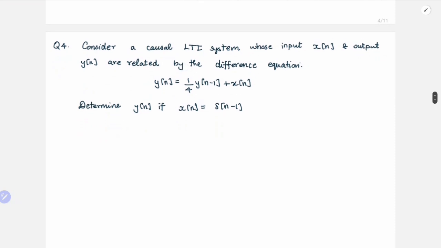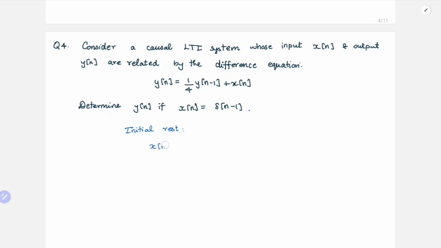So coming to the fourth question. Consider a causal LTI system whose input x of n and output y of n are related by the difference equation y of n is equal to 1 by 4 y of n minus 1 plus x of n. Determine y of n if x of n is equal to delta of n minus 1. They haven't given anything about the initial condition, so we can assume initial rest.